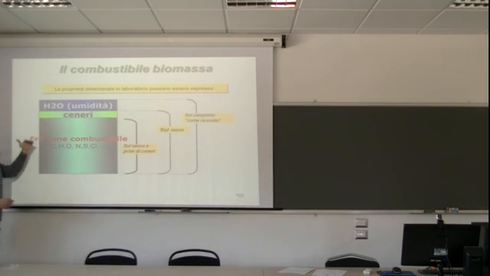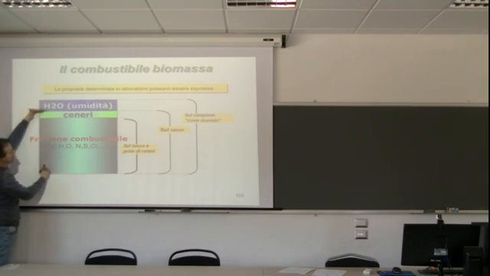But since the water is a very variable part of biomass, very often we can speak about dry basis. So, for example, in the same example like earlier, we can say that biomass has 60% of carbon dry basis. 60% is referred to the dry basis, so the fraction without water.